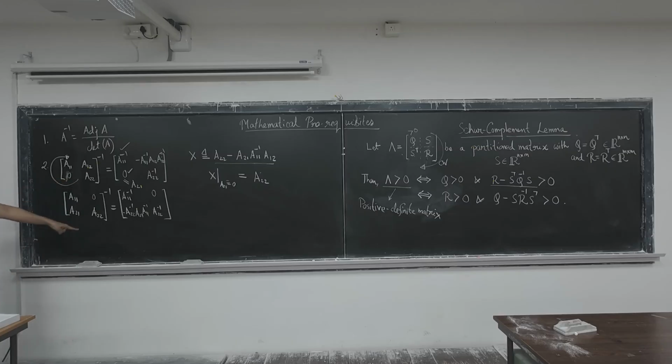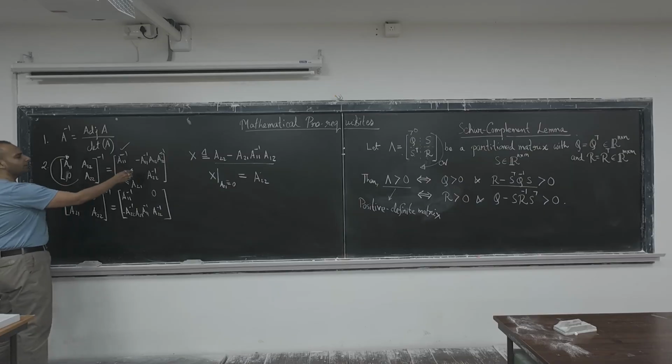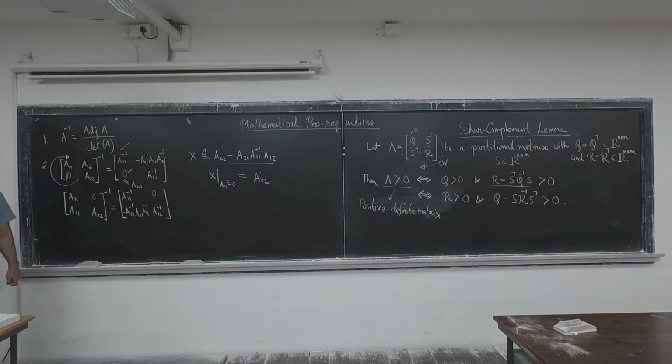Now here, what did I write? If you consider one of the elements being 0, the first one is the upper triangular partitioned matrix, the second one is a lower triangular partitioned matrix. In such cases the formula really simplifies, and they are like this. Okay.